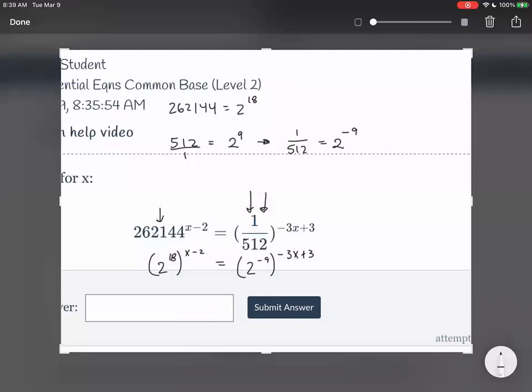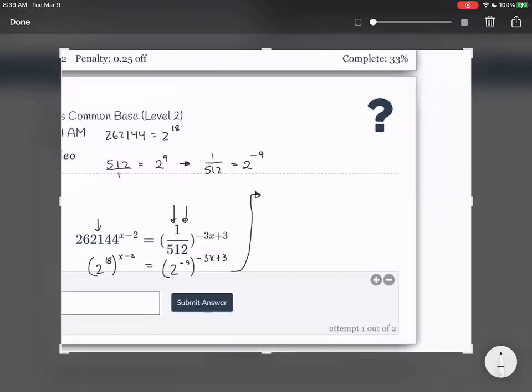Okay, so from here, let's multiply out our exponents. So we have 2 to the power of 18 times x minus 2, and 2 to the power of negative 9 times negative 3x plus 3. So we just multiply our exponents. I'm just going to double check that I wrote everything right. Looks like it. Okay, let's multiply it out.